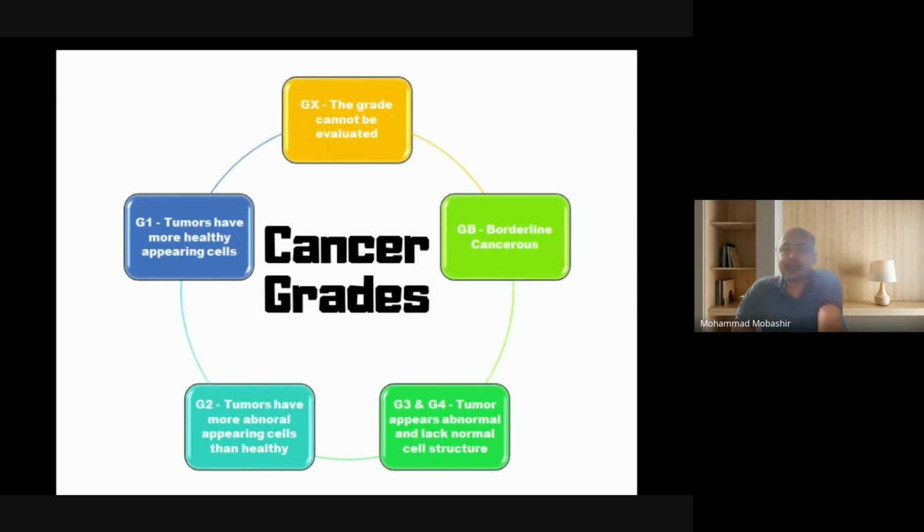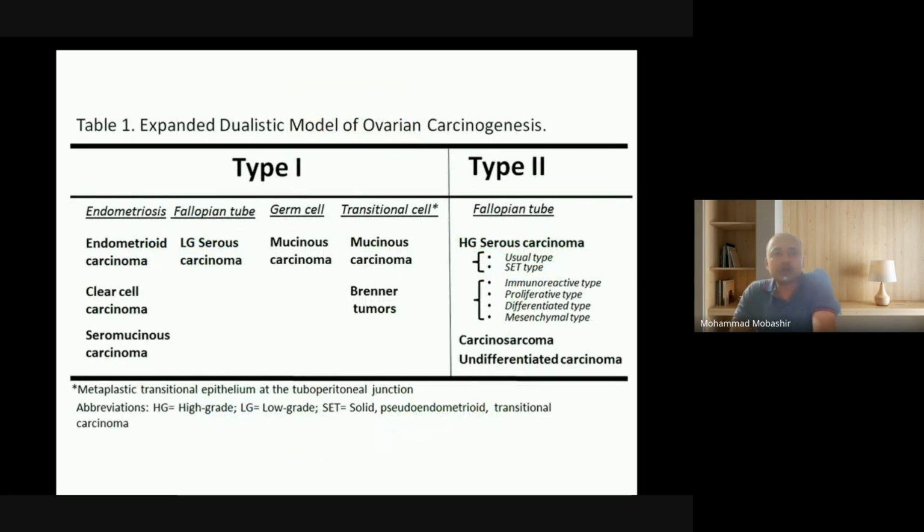Now, the cancer grades could also be summarized into a circular chart. For example, GX, the grade cannot be evaluated or determined. The GB, borderline cancerous. G1, tumors have more healthy appearing cells. G2, tumors have more abnormal appearing cells than healthy. G3 and G4, tumor appears abnormal and lacks normal cell structure. So then, if you want to go for the clinical type and subtypes, then you can understand these ovarian cancers.